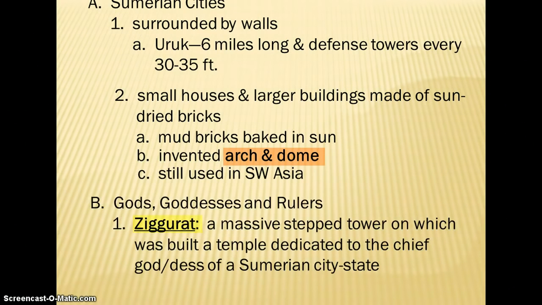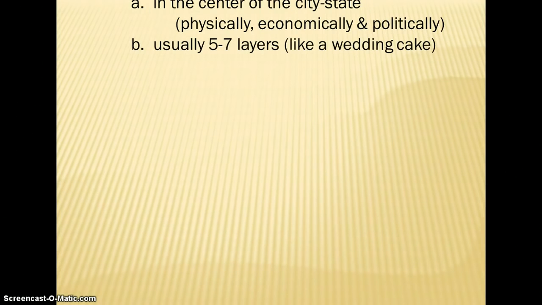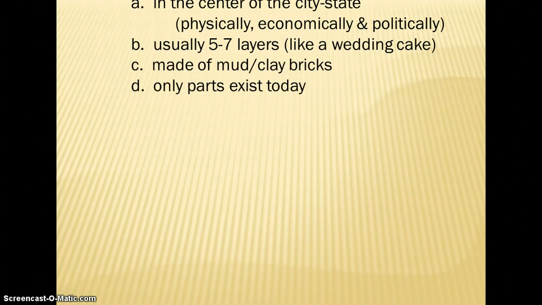The ziggurat temples that I just mentioned are in honor of a chief god or goddess of each Sumerian city-state. Although they worshipped many gods, they picked a chief or main god, and this ziggurat temple was a really large stepped tower, usually in the center of the city because religion and government were intertwined, and the markets were also built around it. We don't know the exact height, but usually anywhere from 5 to 7 layers, with the largest layer at the bottom, going up smaller like a wedding cake, again made out of that mud and clay brick, and really only parts of it exist today.